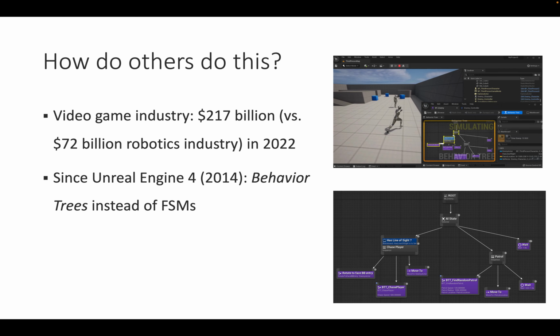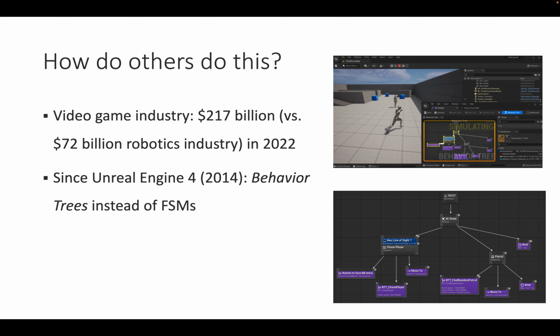Now, robotics is not the only use case of state machines. There's a very big industry: in 2022, this was a $217 billion industry, the video game industry. This is 3 times as big as the entire robotics industry. And here I'd like to point out that this is really just software, while the robotics industry is mostly hardware. Now, if you consider how small the robotics software industry is, you will see that an industry 10 times, 20 times as big is figuring these things out much faster.